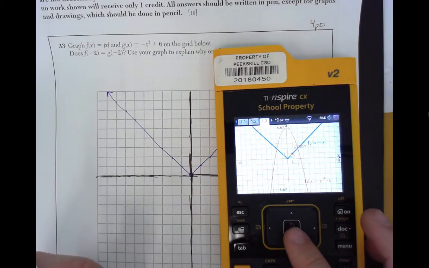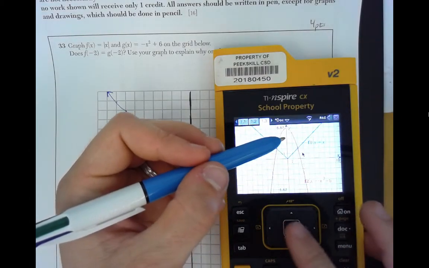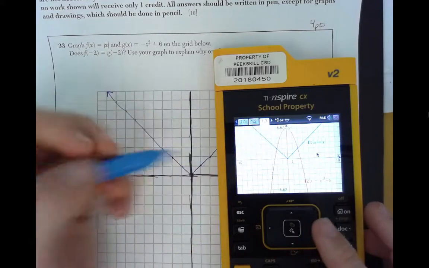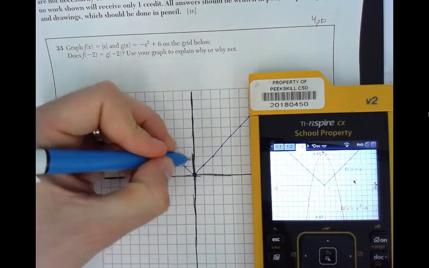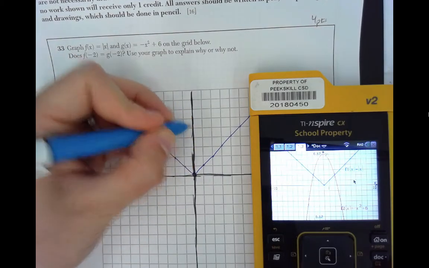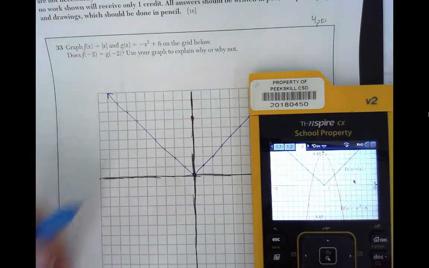And now I'll do my quadratic function. I see my vertex hanging out over here around, let's see, 1, 2, 3, 4, 5, 6. That's the point (0, 6). 1, 2, 3, 4, 5, 6. Yep, got it right.